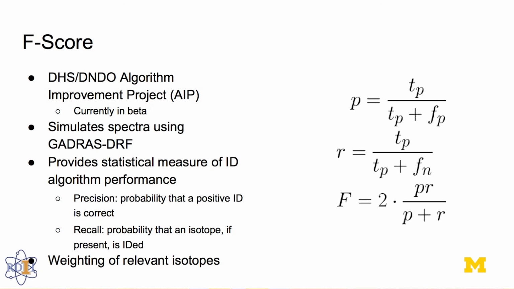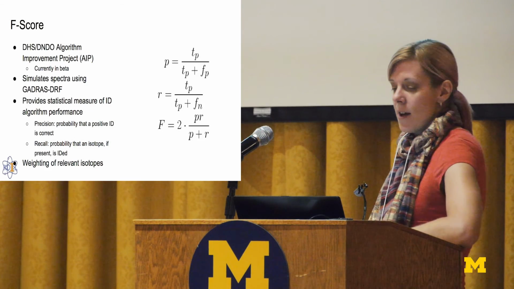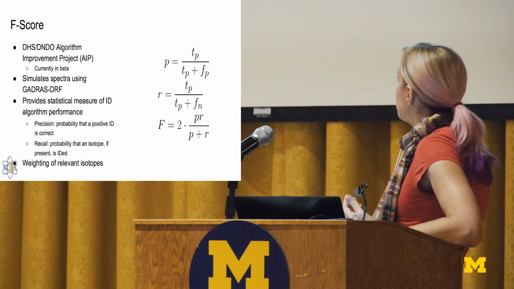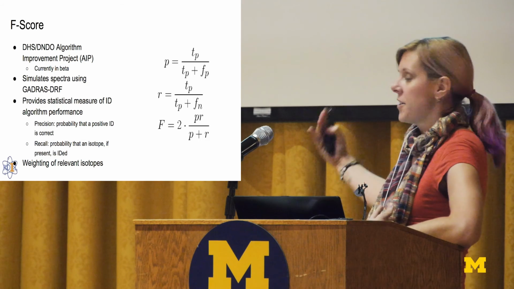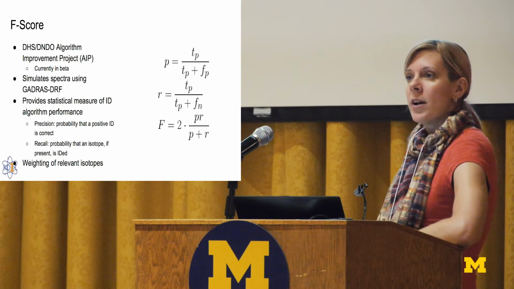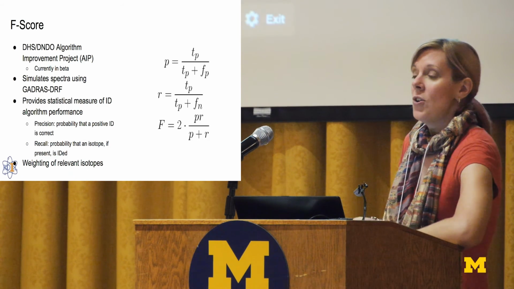great. Okay. We've been leveraging work that we have going on with DNDO right now through their algorithm improvement project, which is something that Dean Mitchell and a lot of other people have put together, to come up with a statistical measure of comparing isotope IDs side by side, apples to apples. What they decided to do is calculate this F score, which is the harmonic mean of our precision, the probability that a positive ID is actually correct. So I said uranium, and uranium was actually there. And then recall R, what is the probability that an isotope is actually ID'd?